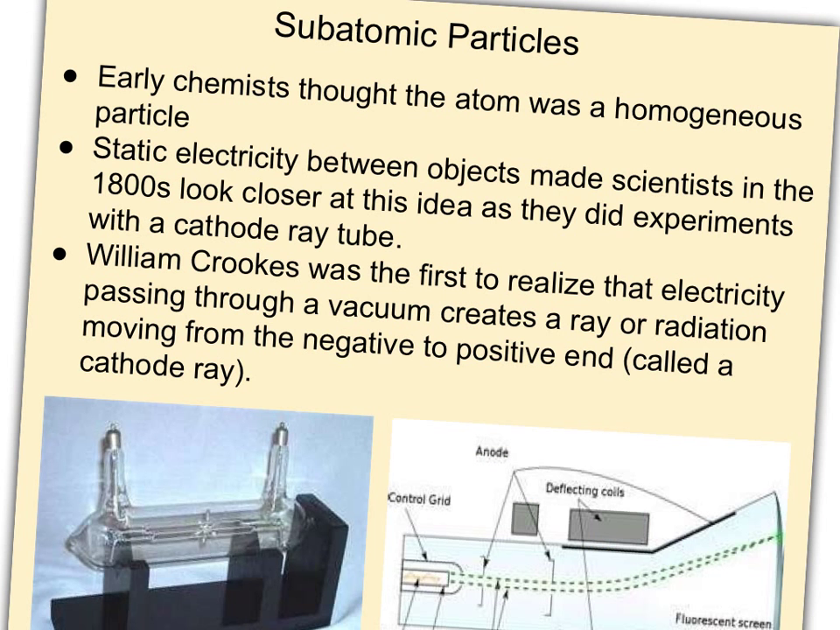So how did they come up with this idea of subatomic particles? Well, again, early chemists thought the atom was a homogeneous particle, just like a solid object, the same throughout. But static electricity between objects made scientists look a little closer at this idea, because they came up with this thing called a cathode ray tube, and I've got a couple diagrams down below. How it works isn't super crucial to us, but William Crookes was the first to realize that electricity passing through a vacuum, or cathode ray, creates a ray or radiation moving from the negative to the positive end.